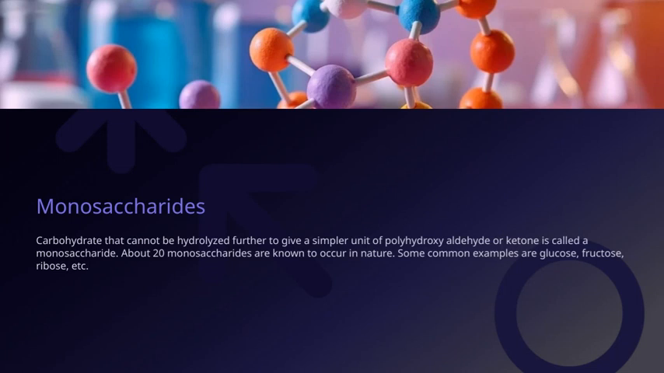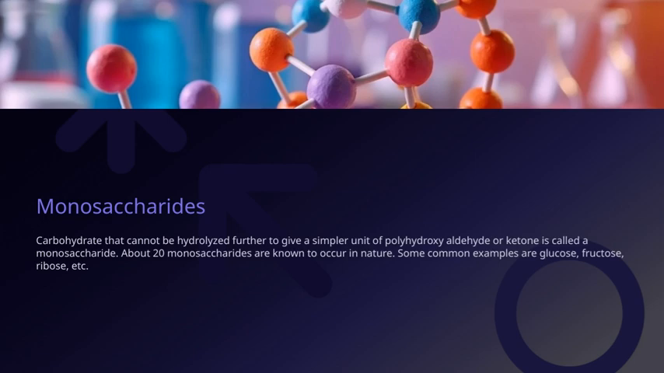Let's talk about monosaccharides. These are carbohydrates that cannot be broken down further into simpler units like aldehydes or ketones. Essentially, they are the basic building blocks of more complex sugars. In nature, we know about around 20 different monosaccharides, which occur naturally in various forms.